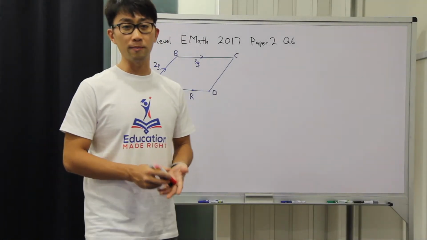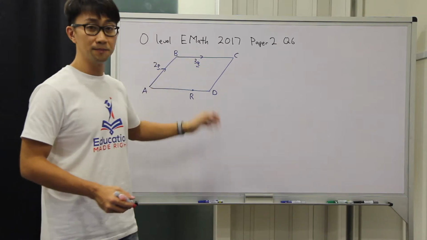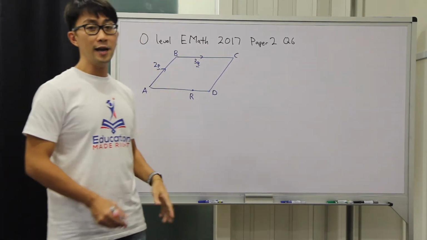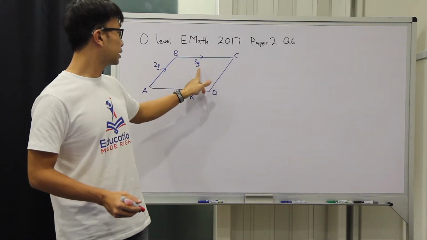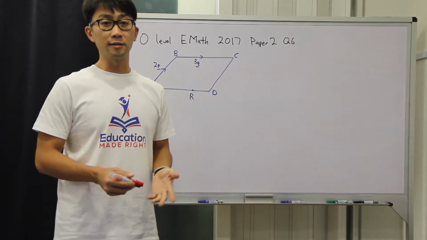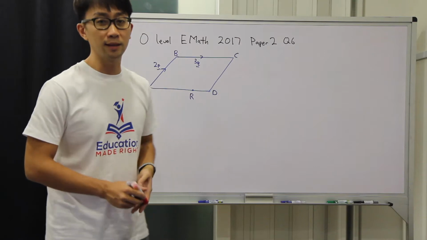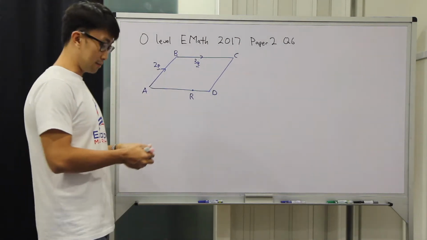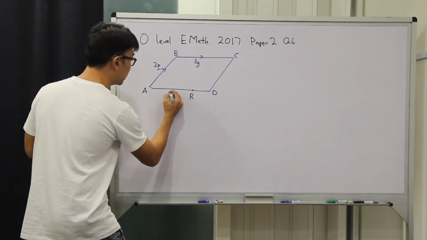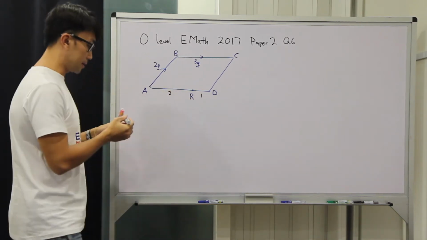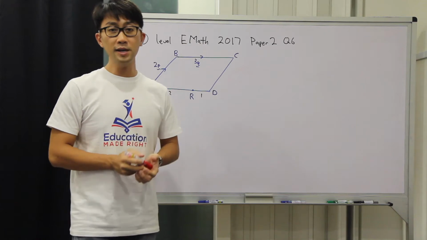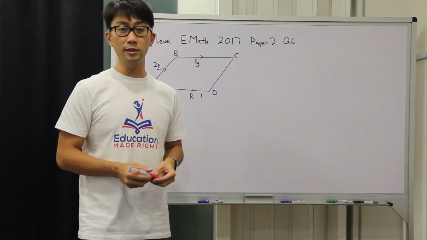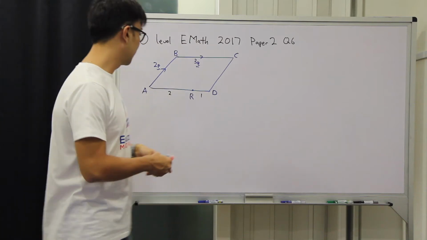ABCD is a parallelogram. So we have here ABCD. AB is equal to 2P and BC is equal to 3Q. R is the point on AD such that AR to RD is 2:1. So we have here 2 parts to 1 part. Alright, part A. Express RC as simply as possible in terms of P and Q.